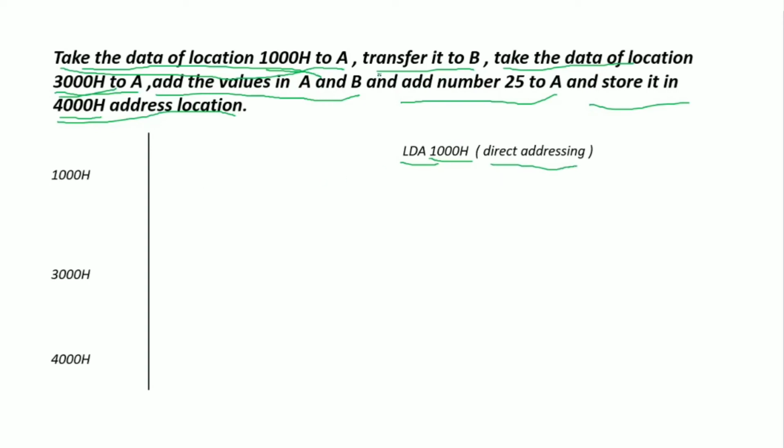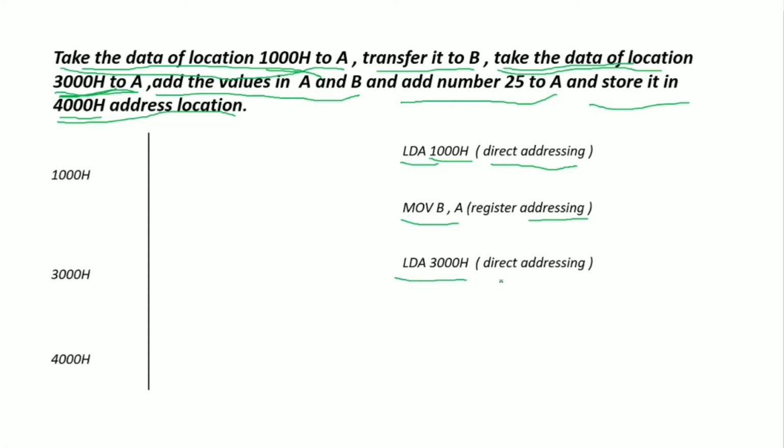So the next thing which we have to do is transfer it to B. So the next thing which we are going to do here is MOV B, A. So this is register addressing. I hope that you have understood everything up till this point of time. So the next thing which we are going to do is take the data of location 3000H to the A register. So LDA 3000H. So it is again direct addressing.